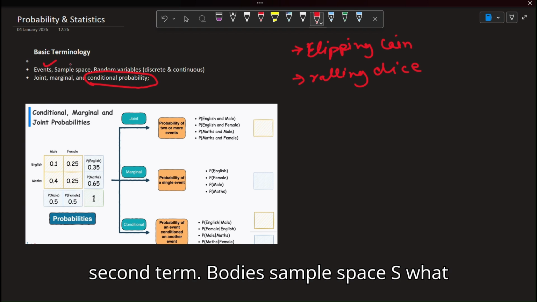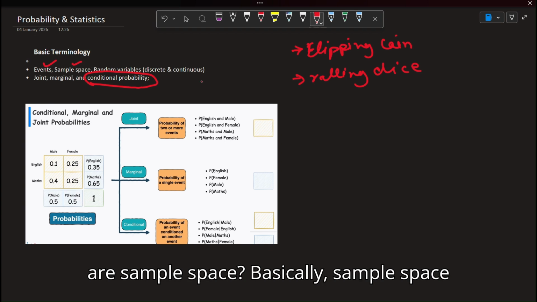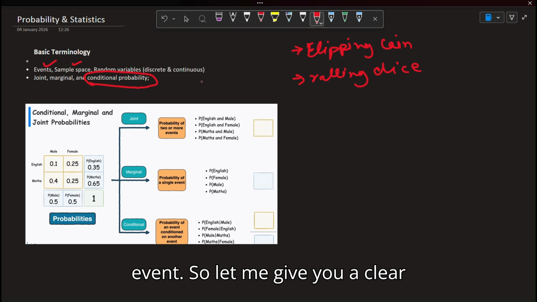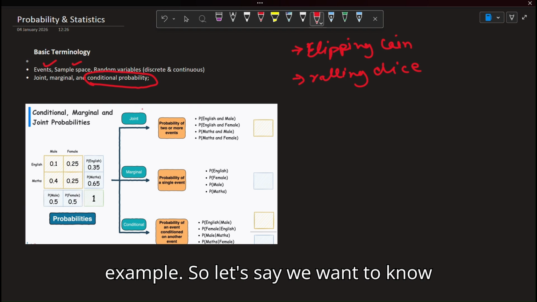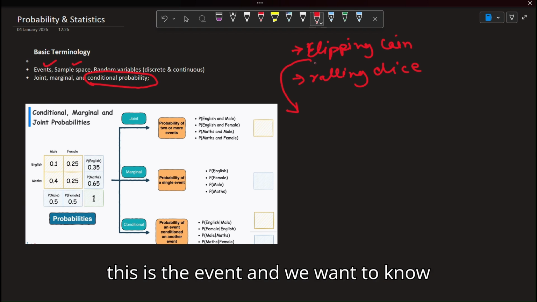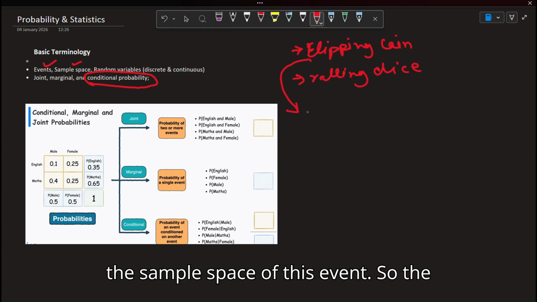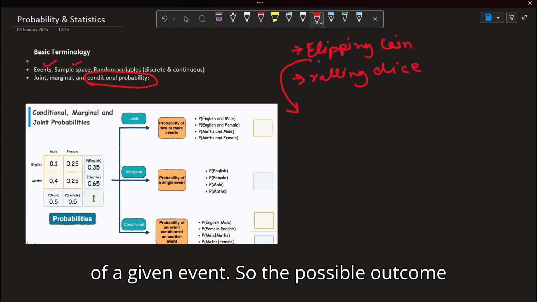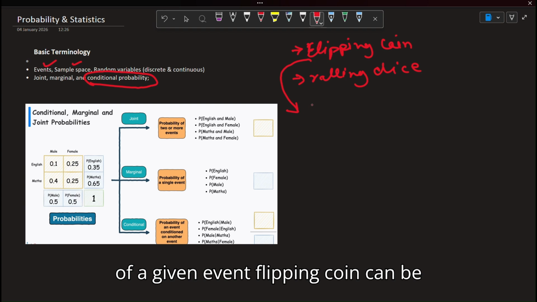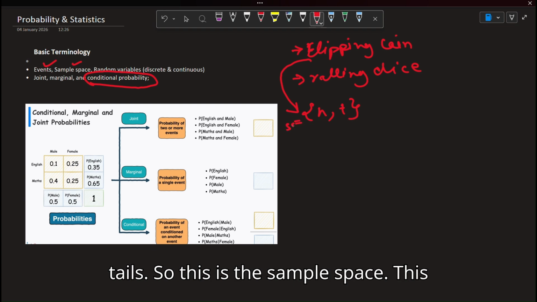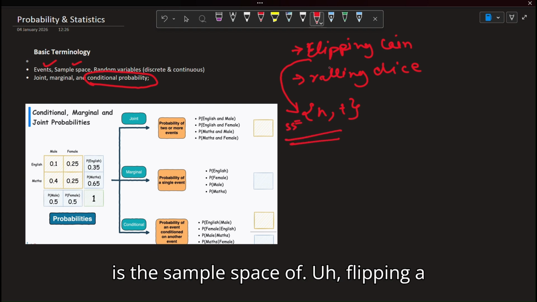The second terminology is sample space. What is sample space? Sample space is all the possible outcomes of a given event. Let me give you a clear example. Let's say we want to know the sample space of flipping a coin. The possible outcomes of flipping a coin are either head or tails. This is the sample space of flipping a coin.